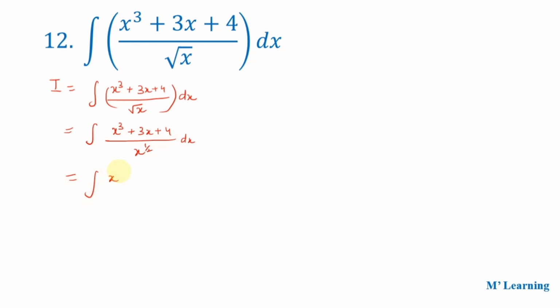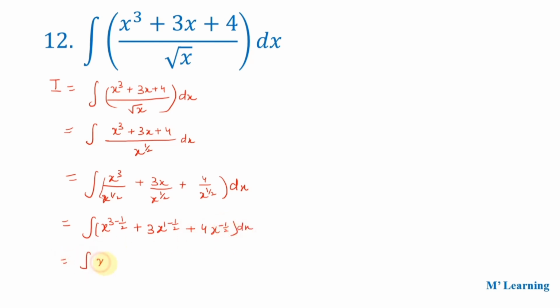So it will become x cube by x to the power half plus 3x by x to the power half plus 4 by x to the power half. Then put dx. So this will become x cube minus 1 by 2, because in the laws of exponents, in division the powers get subtracted. Then 3x, the power is nothing, which means 1 minus 1 by 2, plus 4, and this directly goes up as minus half.